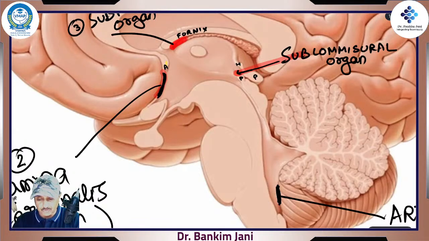The pineal gland, which was for circadian rhythm, is also one of these CVOs, but right now we are not marking it. Let's not confuse. So 1, 2, 3, and this one is the 4th one, the subcommissural organ. See how smartly things have been done.